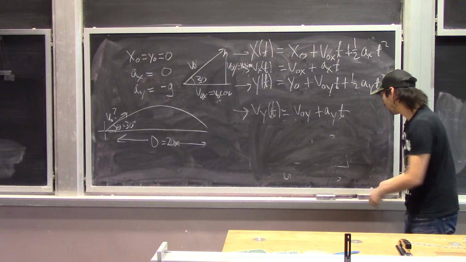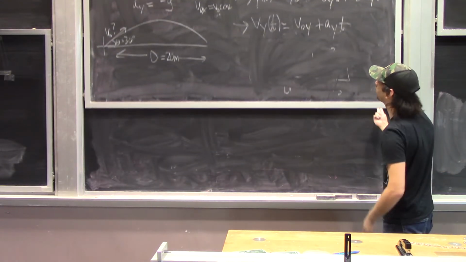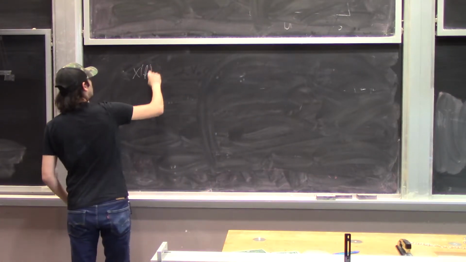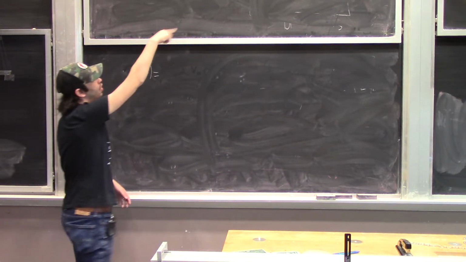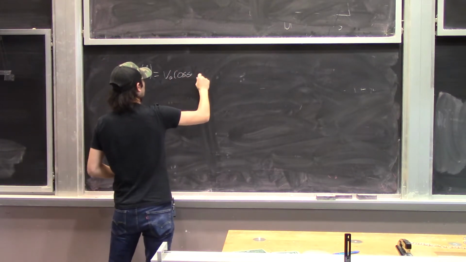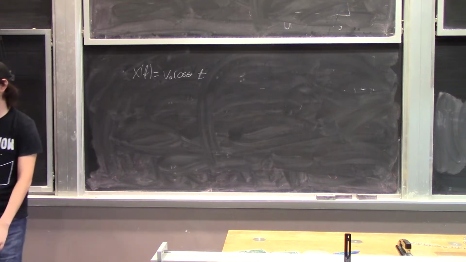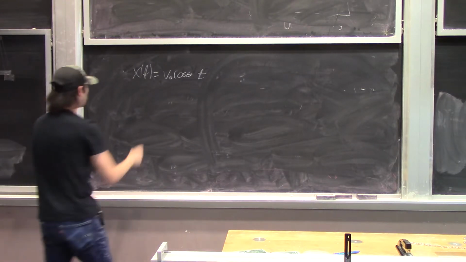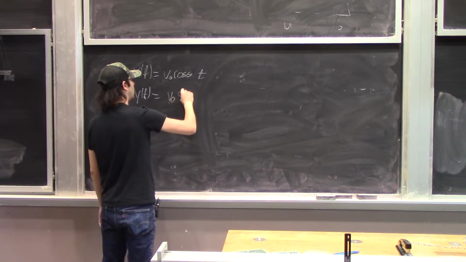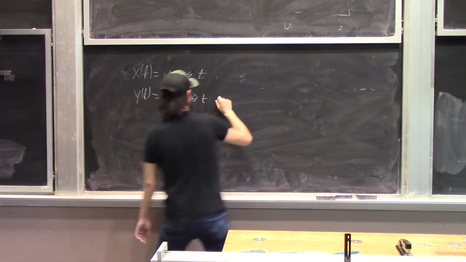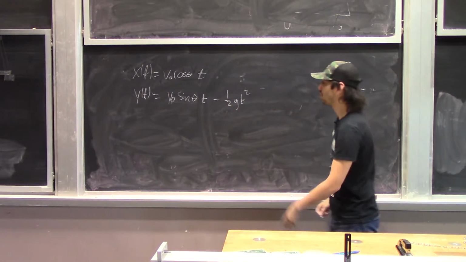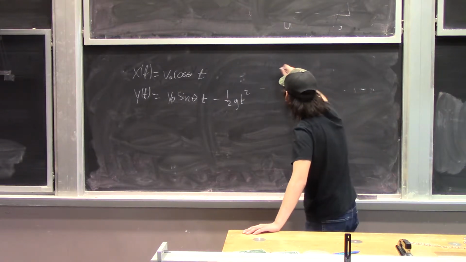So now that we have all of this, let's write down our equations in their simplified form. x of t is going to be equal to v0x times t, which we said was v0 cosine of theta times t. Okay? Good? Okay. Let's write down our y equation. y of t is going to be equal to v0 sine of theta times t minus 1/2 g t squared. Okay? Now let's write down our velocity equations.